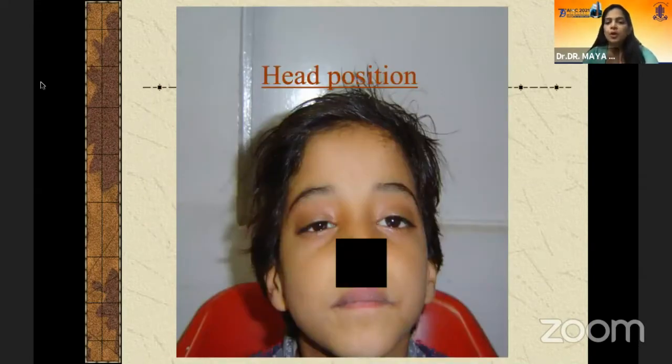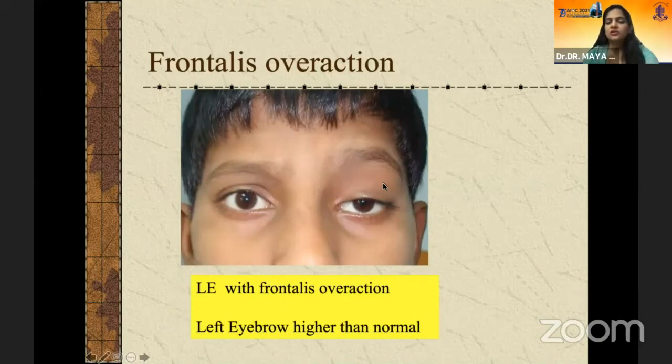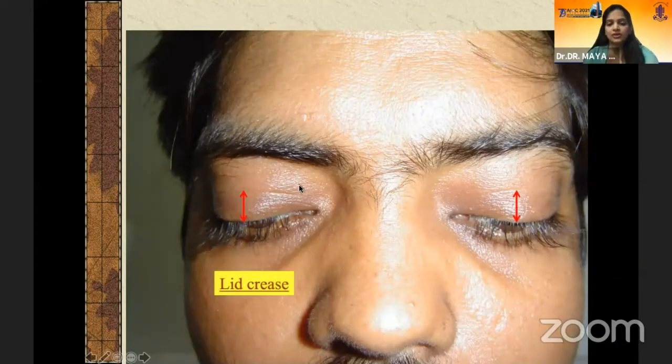Then check for any abnormal head posture, like bilateral severe ptosis can have some chin up position. Look for the position of the eyebrow, as frontalis overaction may be evident in cases of unilateral severe ptosis. Check for the lid crease. So lid crease is important to differentiate between congenital and acquired ptosis.